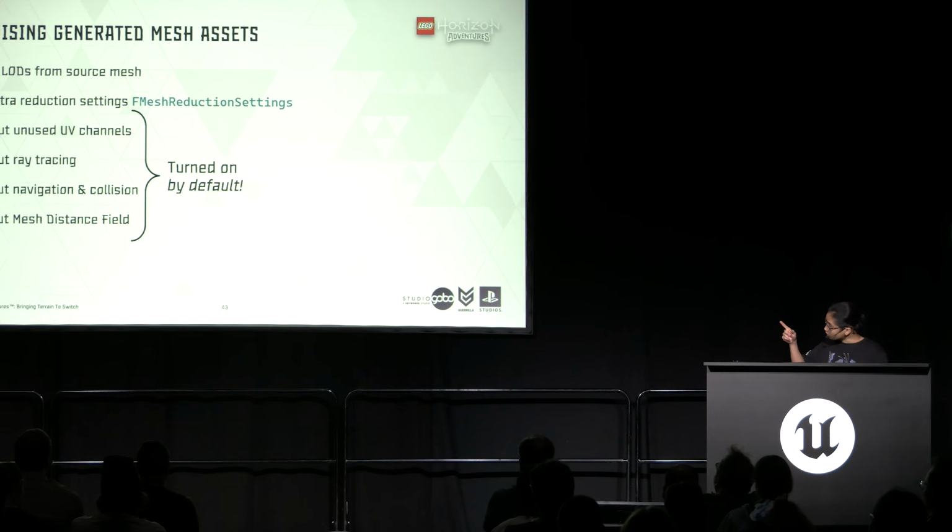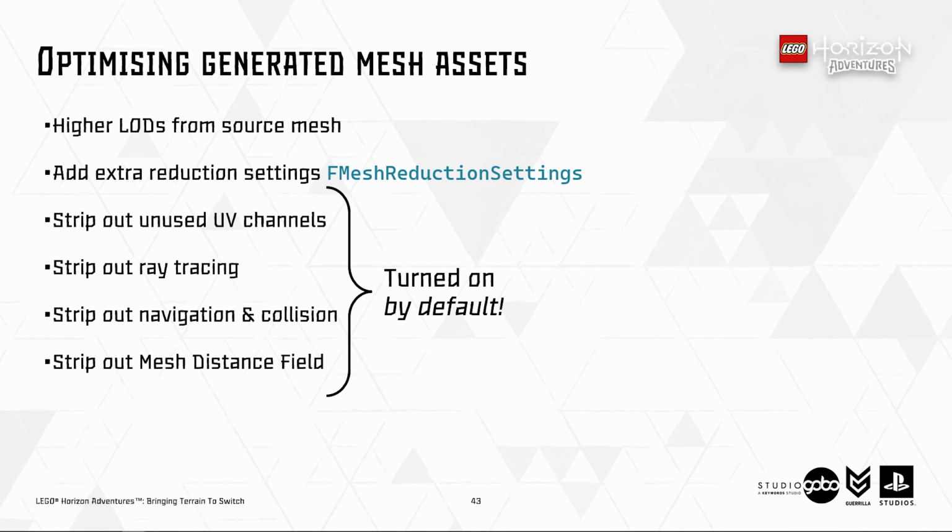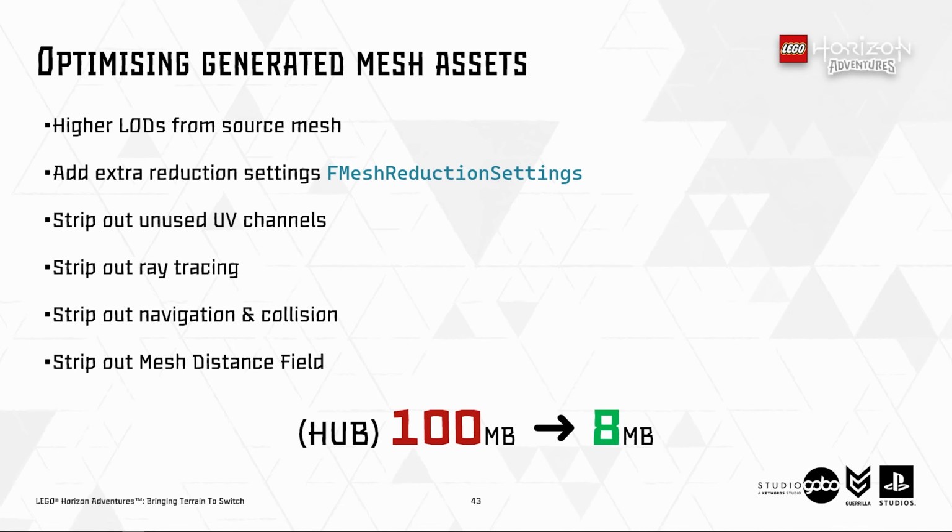The thing to take away from this is that the last four items are turned on by default. So this can be easily missed and take a lot of space unnecessarily in our cartridge. So this is something probably worth looking out for. All of these save like 90% of the asset size. For example, all the proxy meshes in the hub went from 100 megabytes to 8 megabytes.